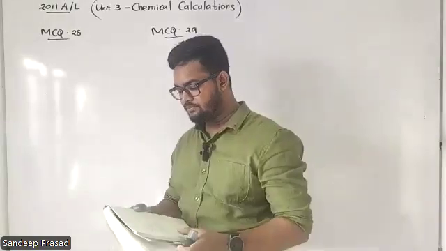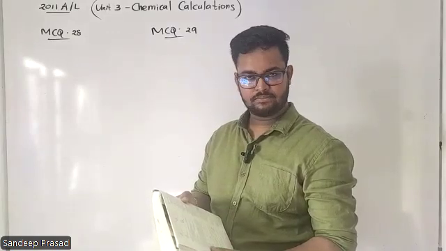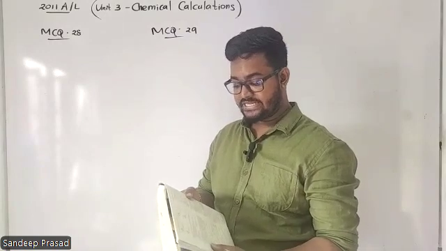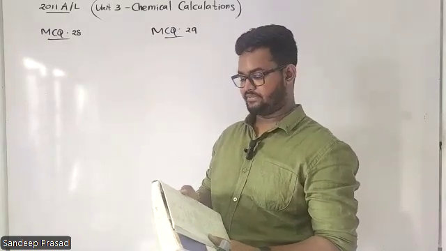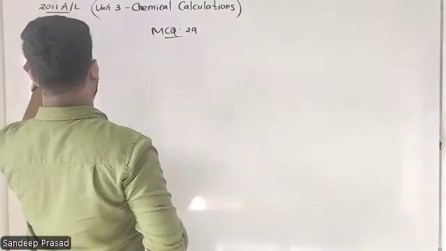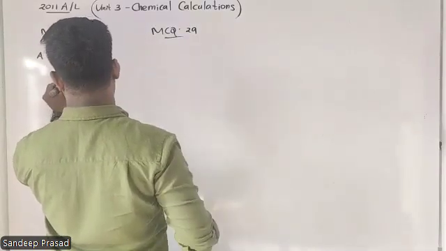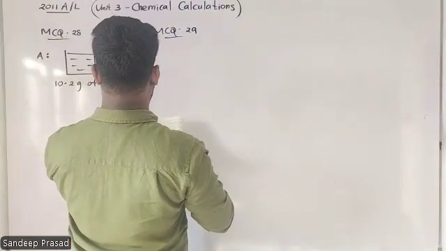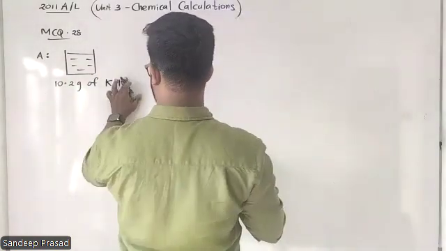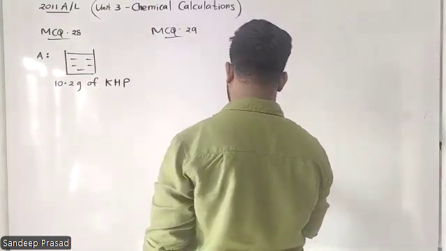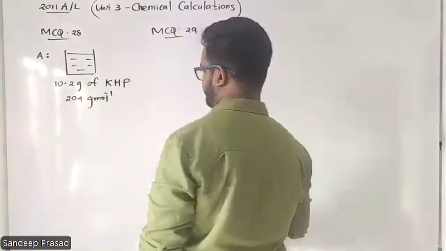Solution A is prepared by dissolving 10.2 grams of pure potassium hydrogen phthalate, molar mass 204 grams per mole, which is a weak monobasic acid, in water, and then diluting up to 1 cubic decimeter. Okay, they have prepared a solution by dissolving 10.2 grams of potassium hydrogen phthalate, molar mass 204 grams per mole, in this way.